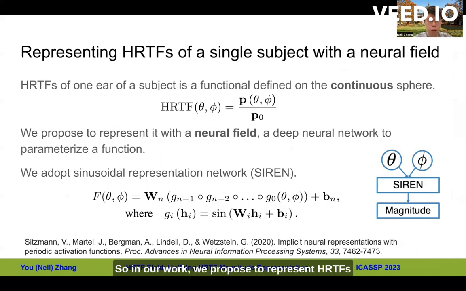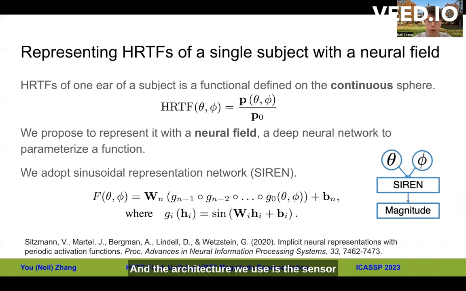So in our work, we propose to represent HRTFs of a single subject with a neural field. By definition, the HRTF of one ear of a subject is a function defined on the continuous sphere. It is a function that can be calculated from the sound pressure at the location divided by the reference sound pressure, and it is a function of the azimuth angle theta and elevation angle phi. We propose to represent this continuous function with a neural field, a deep neural network to parameterize the function.